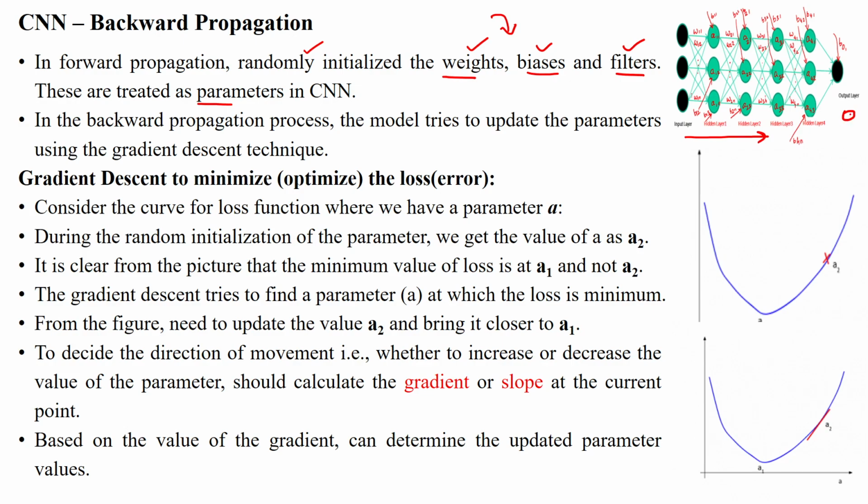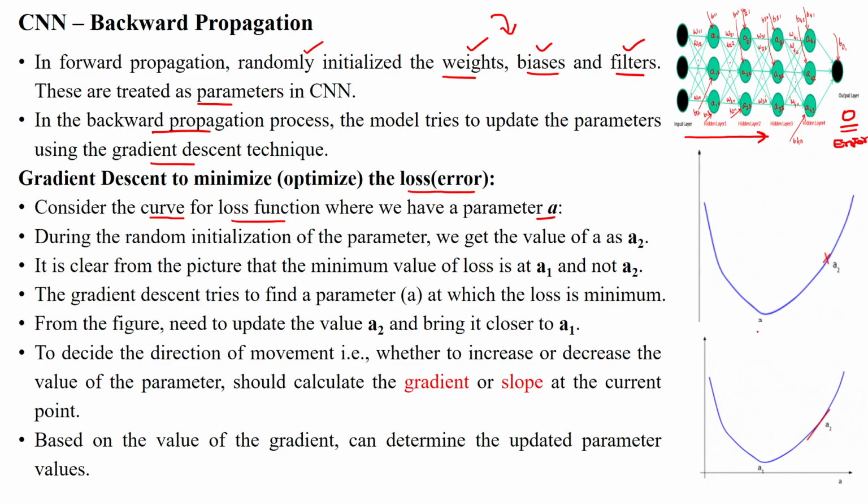So if we are having error in the output layer, then we have to update the parameters to reduce the error in the given network through the backward propagation. So here the backward propagation is using gradient descent technique to optimize the given model by reducing the error or cost. Here, consider the curve for the loss function where we are having the parameter a.